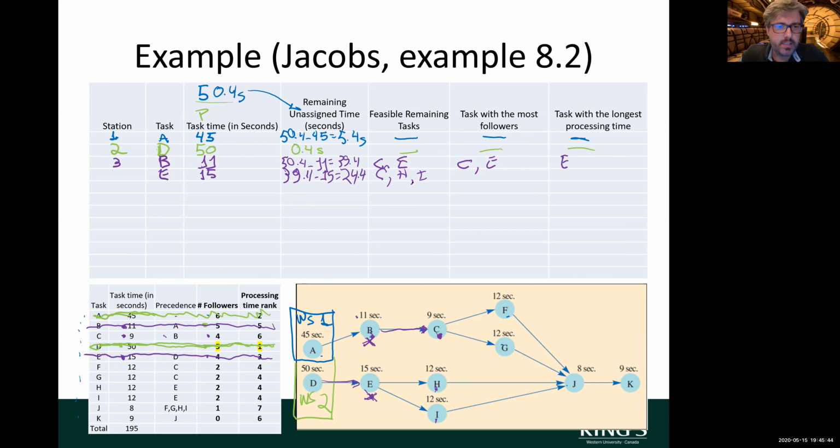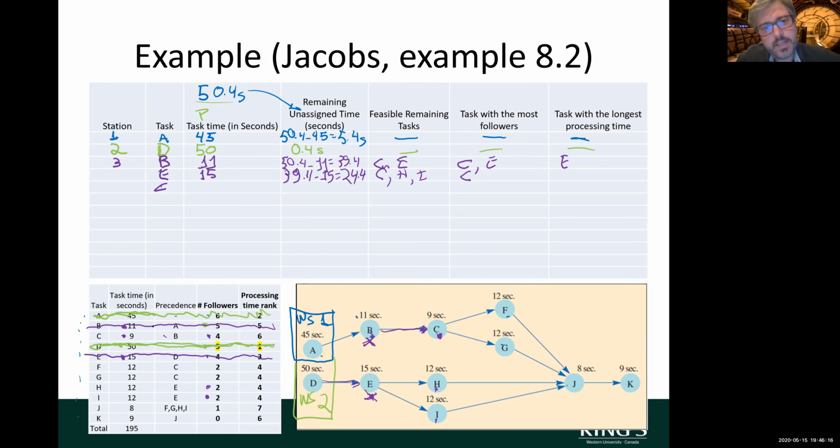So let's look at the ones C, H, and I. Which one of these has the most followers? C has 4 followers, H and I have 2. So this will therefore be task C. And that's the one I'm going to decide to do right now. So here's C.